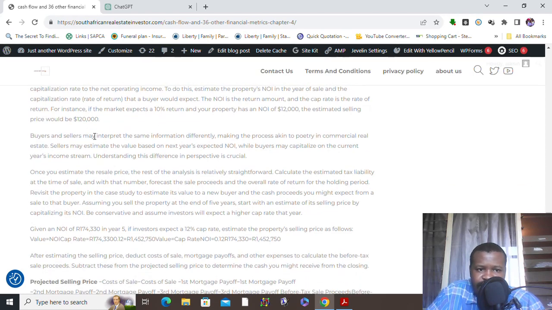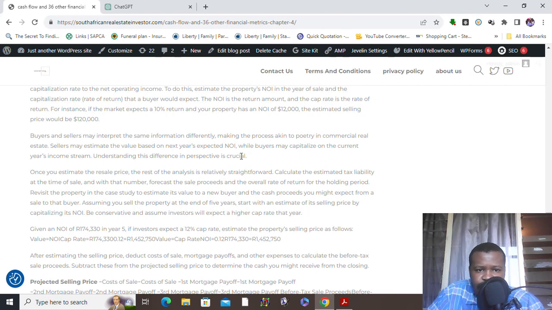Buyers and sellers may interpret the same information differently, making the process akin to poetry in commercial real estate. Sellers may estimate a value based on next year's expected NOI, while buyers may capitalize on the current year's income stream.